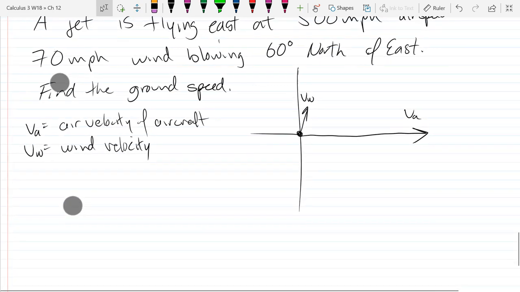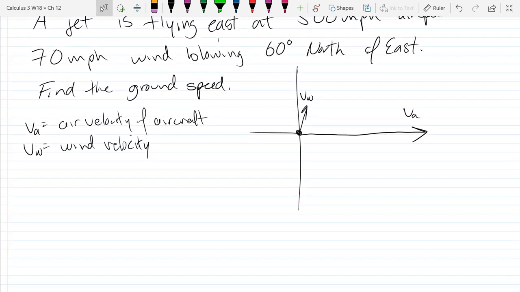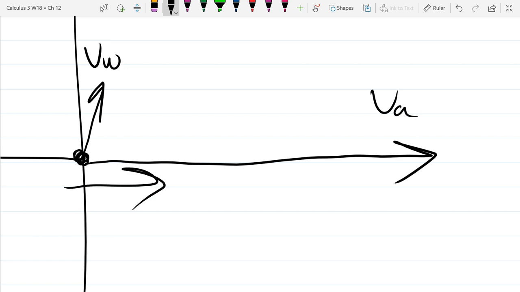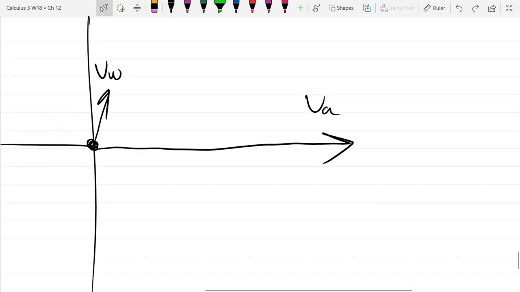So what I want to do next is figure out the total effect, or the ground speed of this airplane. According to intuition, the ground speed should be a little faster than 500. The wind is not quite a tailwind. A tailwind would be parallel, so if it was a regular tailwind, I could just add the two together. But here I need to add the two horizontal components together. So it turns out I do need to add these two vectors together.